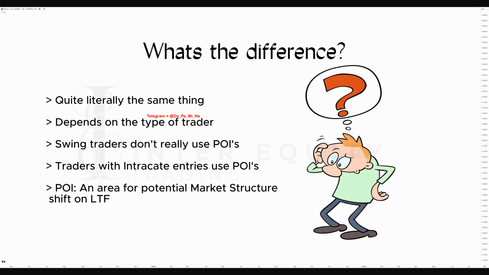Alright, so your POI is basically a higher time frame order block. It's where you would keep an eye out for a break of structure and shift in market structure on the lower time frames. After the market has that BOS or shift in market structure, then you would look for your order blocks and wait for price to return to the order blocks where you would essentially buy or sell from.